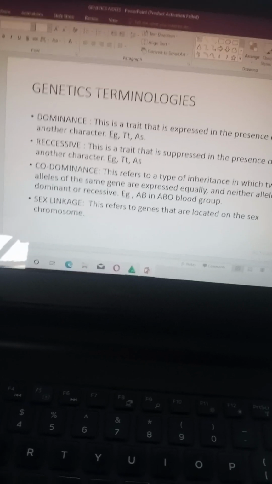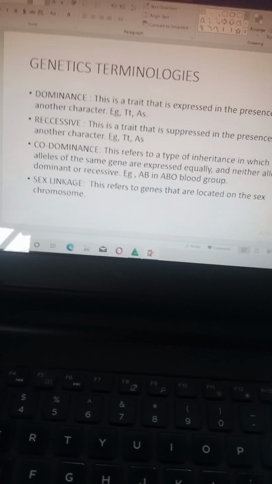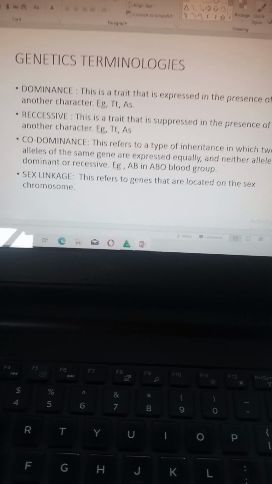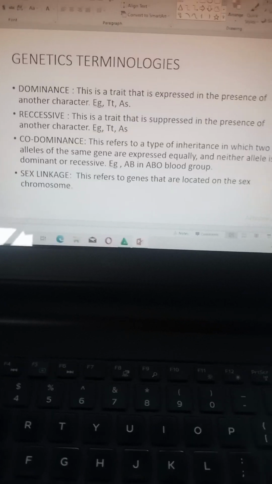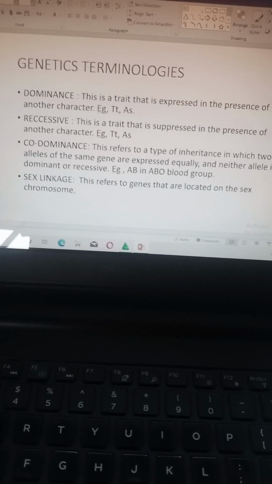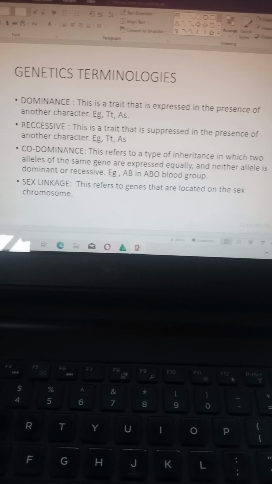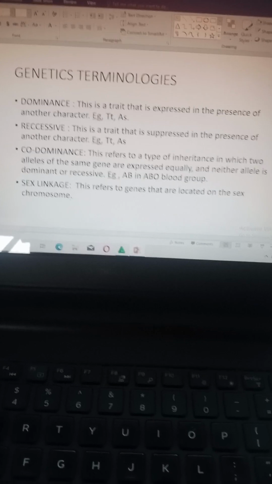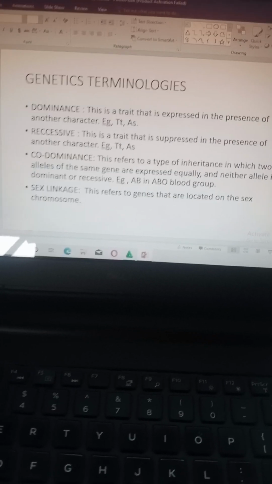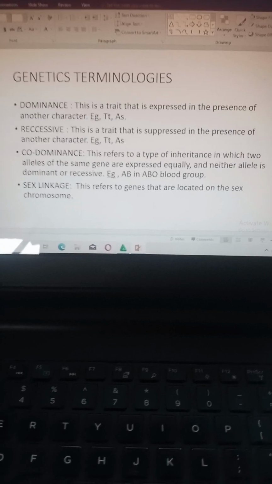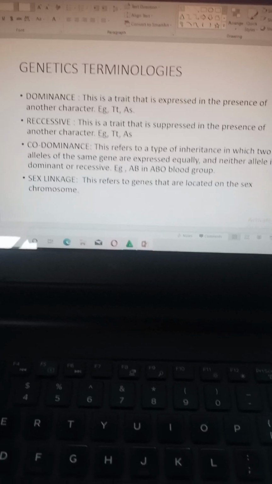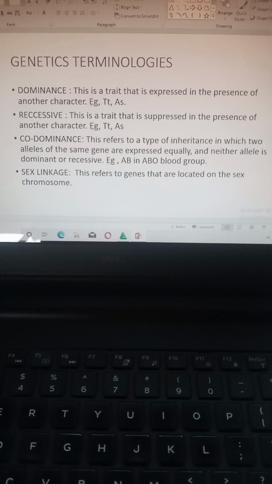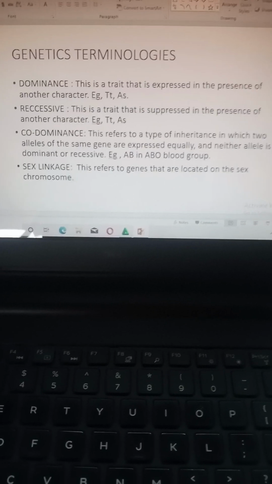Then we have sex linkage. This refers to genes that are located on the sex chromosomes. When we talk about the sex chromosomes, which are what? The XX chromosomes and the XY chromosomes. The genes that are located there are what we call sex-linked. I think later on we're going to dwell on these sex-linked genes to see how they can be altered and affected. Okay, we have just had a quick run through genetic terminologies.